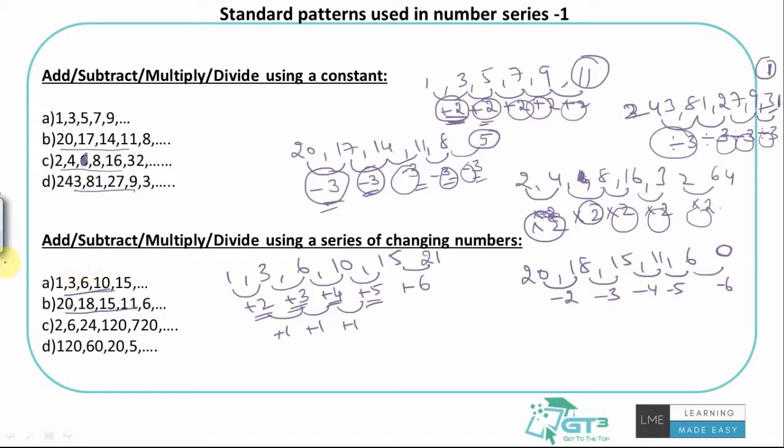You see again the difference. Here I have a constant number which is being subtracted, but here I am seeing different numbers that are being subtracted for each term, but they are also following a pattern, 2, 3, 4, 5 and 6.